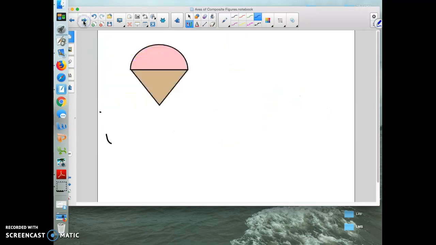So now that you have your area formulas, we need to actually start finding the area of composite shapes. This looks like an ice cream cone, and on this ice cream cone, we have half of a circle and a triangle. Let's say that this is 20 centimeters and that the height of the triangle is 8 centimeters. We're going to use our circle area and our triangle area. I like to draw the shapes that I have, so I have half of a circle and I have a triangle.